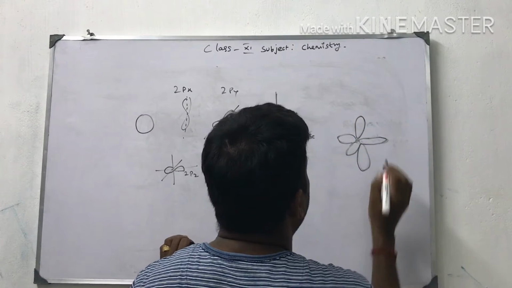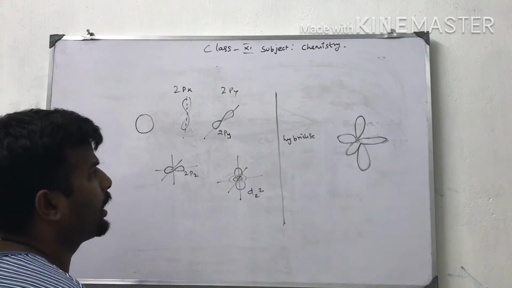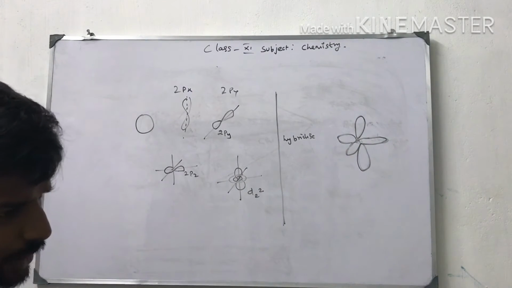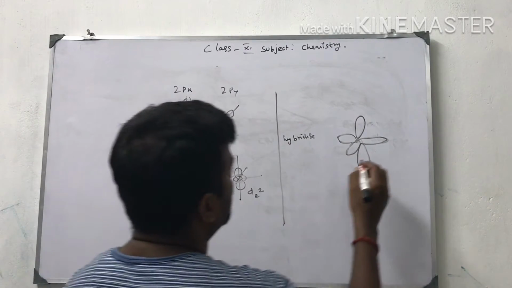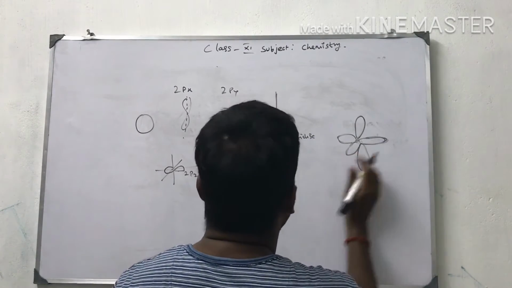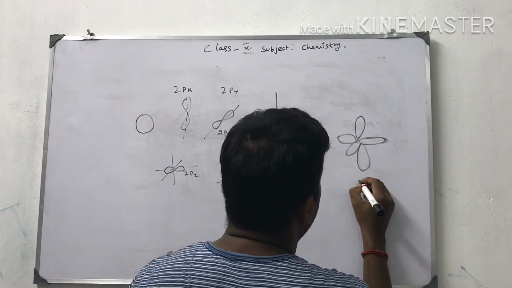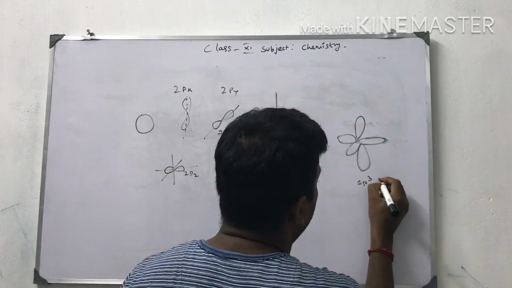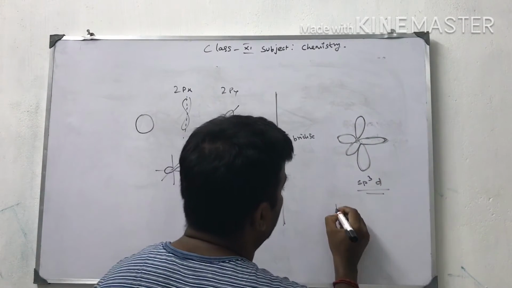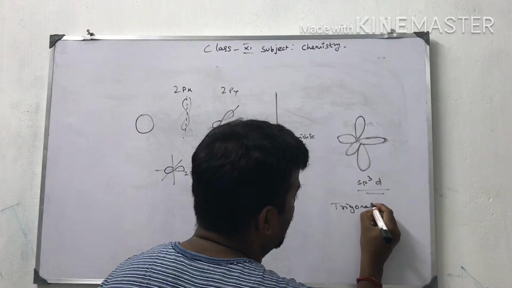Intermixing of atomic orbitals of almost equal or comparable energy to form a new set of orbitals is called hybridization, and the new orbitals are called hybrid orbitals. These hybrid orbitals form like this. This is sp3d hybridization, and it has a trigonal bipyramidal shape.